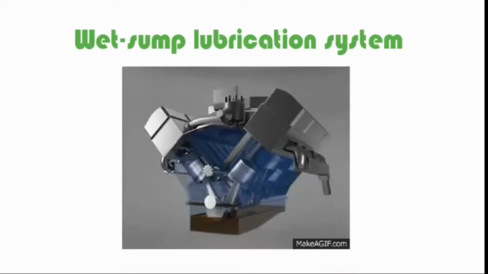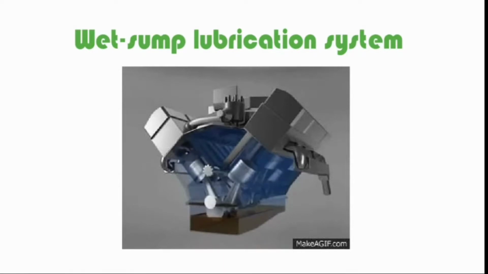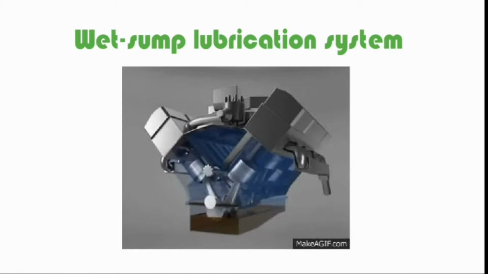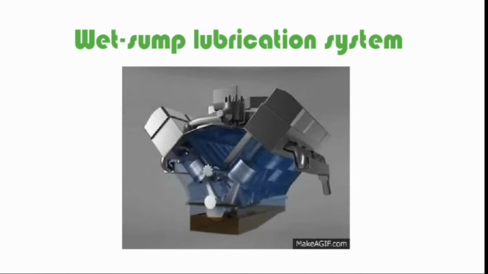Wet sump lubrication system. In the wet sump lubrication system, the bottom of the crankcase contains an oil pan, or sump, that serves as oil supply, oil storage tank, and oil cooler. The oil dripping from the cylinders, bearings, and other parts falls under gravity back into the sump, from where it is picked up by the pump and recirculated through the engine lubrication system.